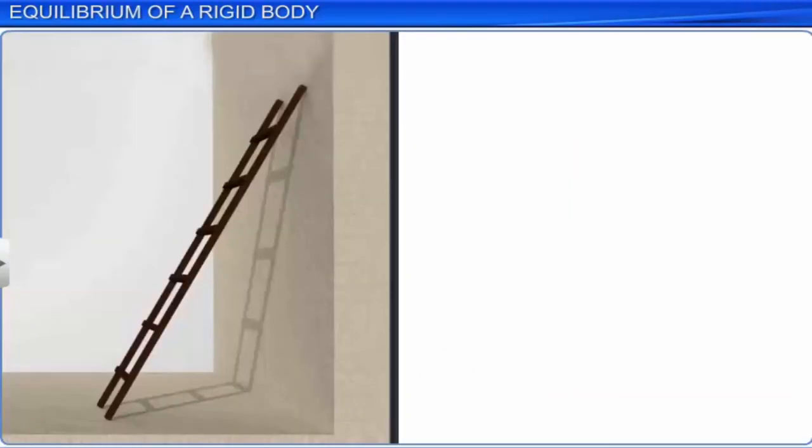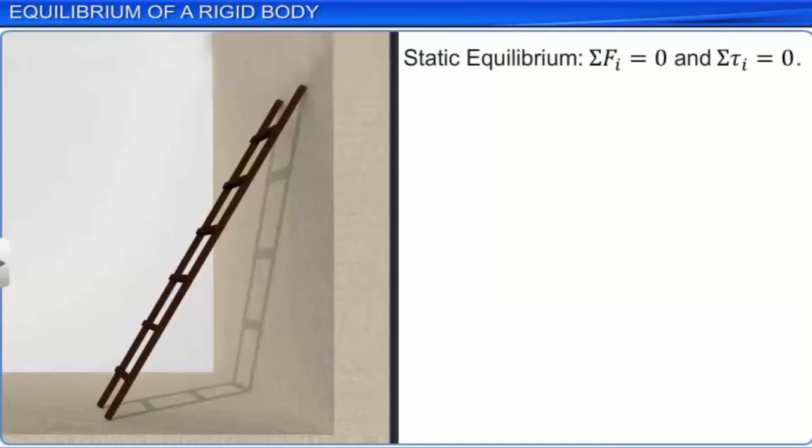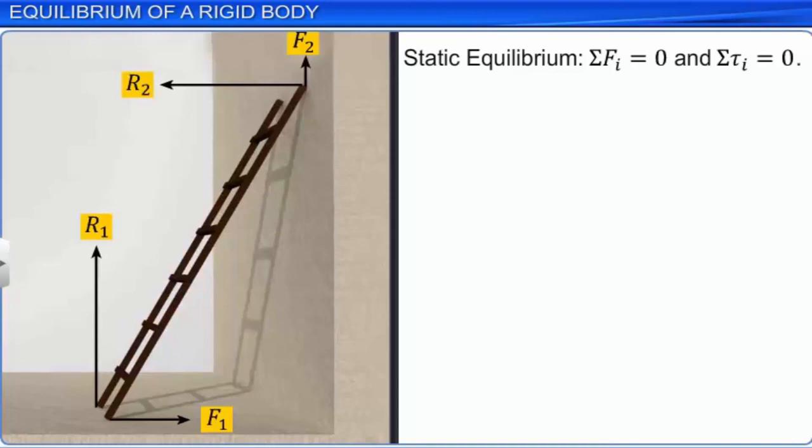For example, the ladder shown here is in static equilibrium. This means sigma Fi is equal to 0 and sigma tau i is equal to 0. There are 5 forces acting on the ladder. F1 and F2 are the frictional forces. R1 and R2 are the 2 normal reaction forces. And W1 is the weight of the body. As the ladder is in static equilibrium, the vector addition of all these forces must be equal to 0.